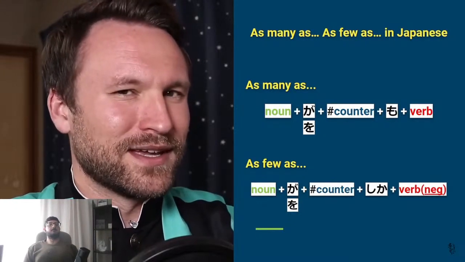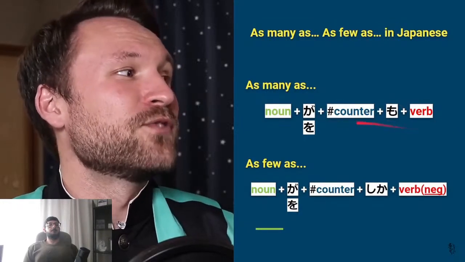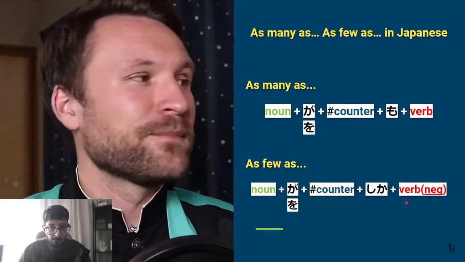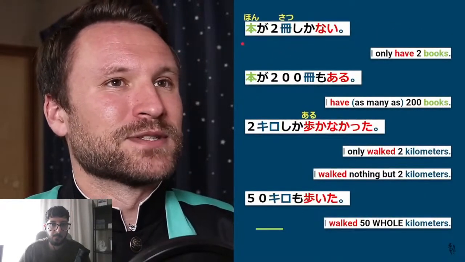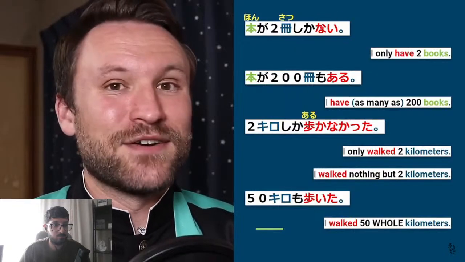And that's all we're going over tonight. So basically how you use it is noun plus ga or o, plus number plus counter, plus mo, for as many as. Then we've got shika plus a negative verb. Some example sentences will make a little more sense. So 本が2冊しかない. Nai is the negative of aru, to have.